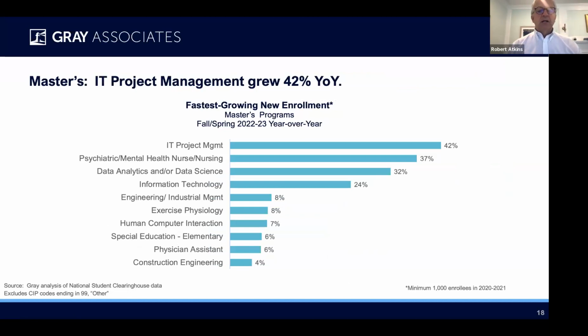Look at the masters. It's a bit different. We get IT project management at the top of the list, psychiatric mental health nursing at number 2, data analytics, similar at the master's level to undergrad, growing 32%, IT growing 24%, and so forth down the line here. We've got another one of the computer programs, human-computer interaction, up 7%, and a healthcare program, physician assistant, up 6%.